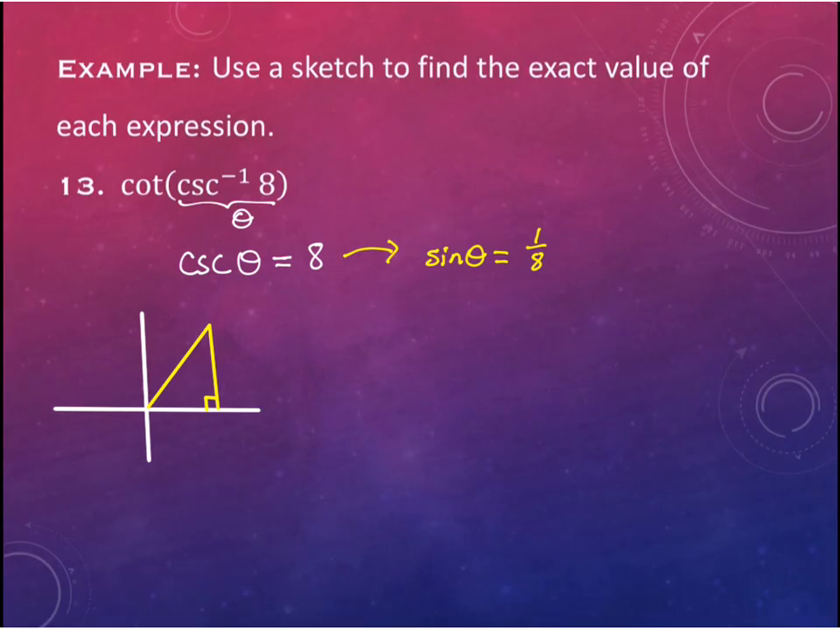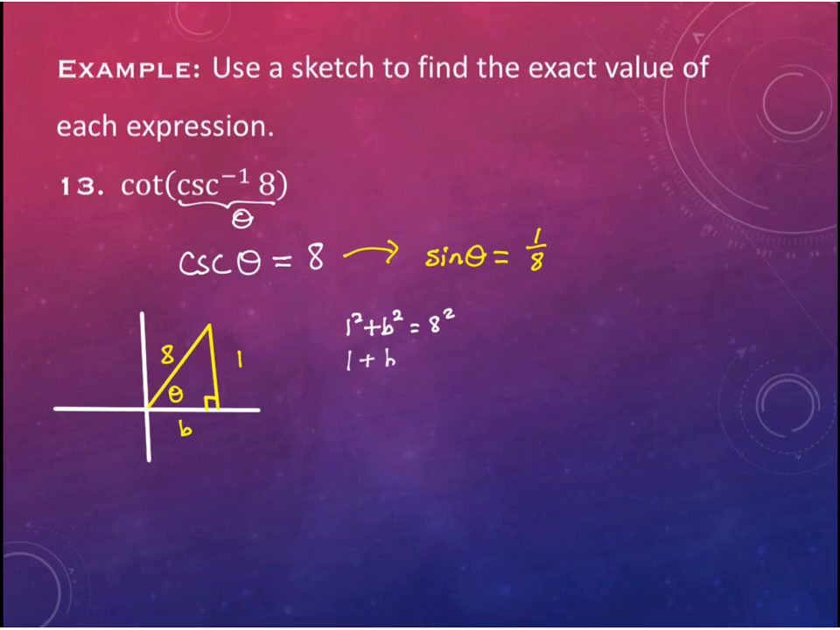And looking at my picture, where will the 1 and the 8 go? Here's my theta. The opposite, so that's the 1. And not adjacent, but hypotenuse. Yeah, so the 8 will go here. So the missing side, we'll call it b, just for another letter, right? So we have 1 squared plus b squared equals 8 squared.